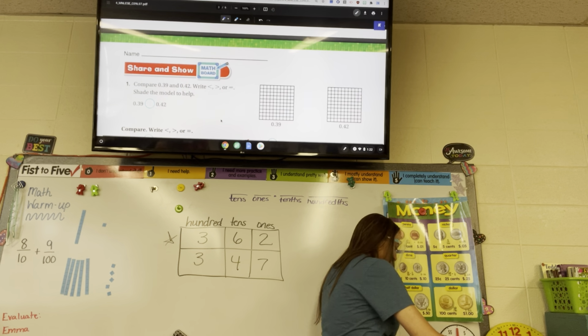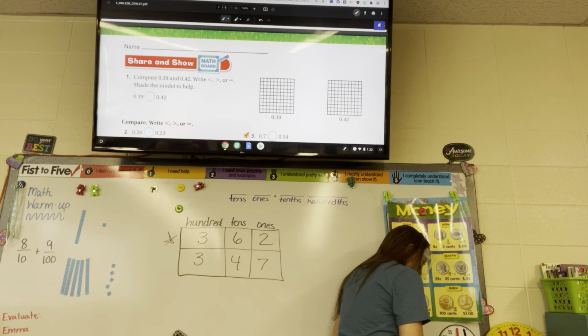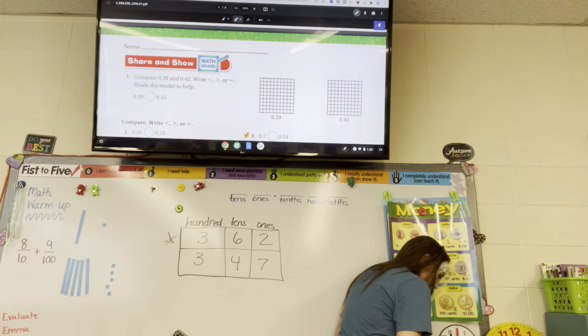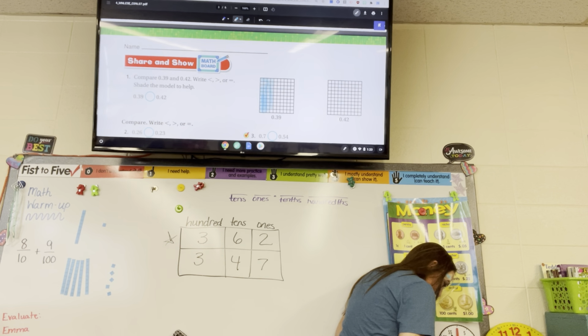Okay, on the next one, it says compare 39/100 and 42/100. So over here, we're going to shade 3 of the tenth size parts, plus 9/100. And then we're going to shade 4 of the tenth size parts on this model. And then 2 more, 2/100.